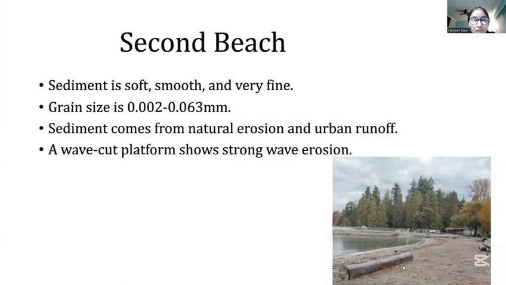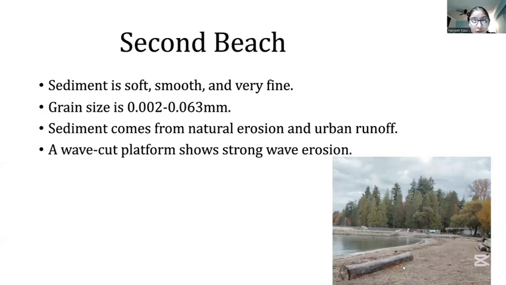Now I'm talking about the second beach. At the second beach, I looked at the sand and the surface near the water. The sand here is very fine because it is made from silt, tiny particles produced by erosion. The waves here are always moving material and over time they create a wave cut platform, which is a flat rock surface visible during low tide.